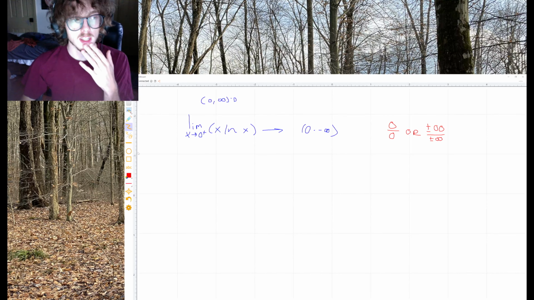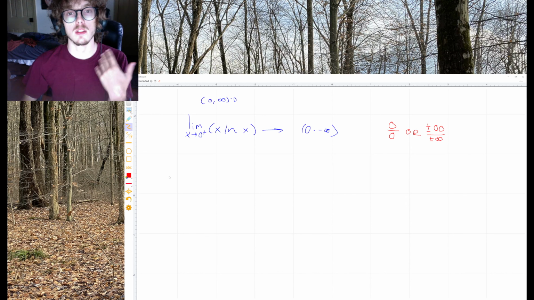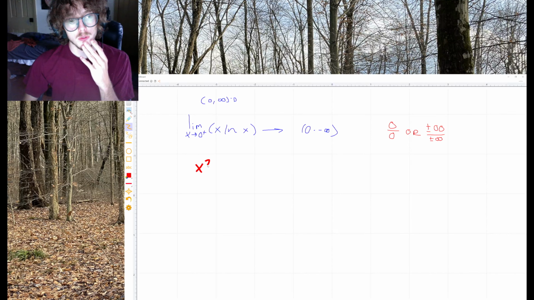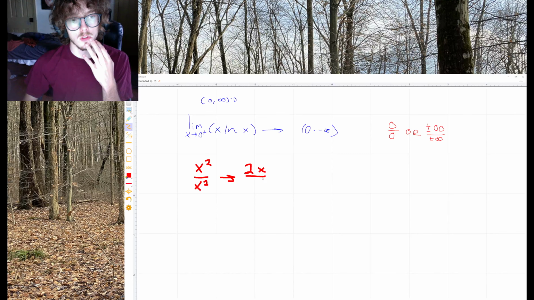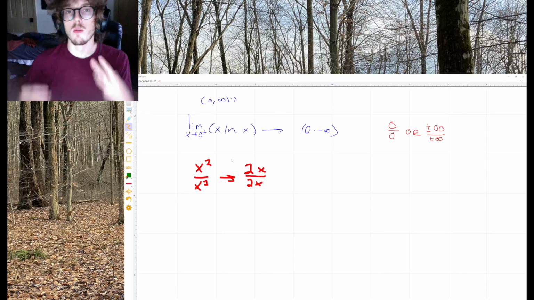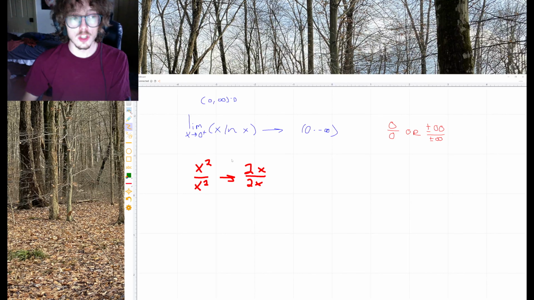Why this works is actually kind of cool, and I want to explain it because it's important. Let's say we have x squared over x squared, and I was to find a limit of this. Of course, we know that this would simplify to 1, and thus the limit would be 1. But let's say, hypothetically, that it was indeterminate for whatever reason. Okay, let's do L'Hopital's rule on it. It's going to be 2x over 2x.